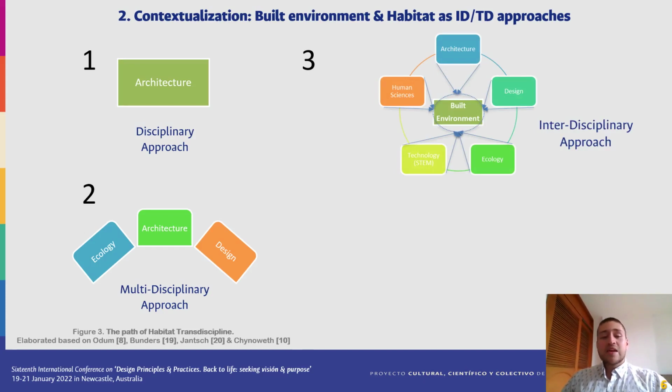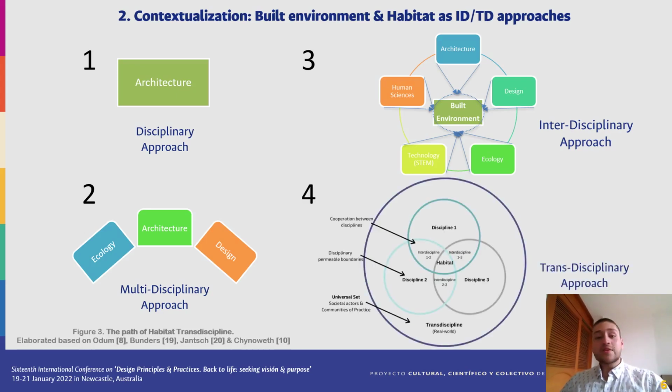Then we have the interdisciplinary approach. That means cooperation across disciplines, sharing of methodologies, concepts, and theories that allow these disciplines to become a new interdiscipline, an emergence. For instance, we have the built environment as an interdiscipline, and some of the disciplines that communicate to get this outcome are human sciences, architecture, design, ecology, and the STEM fields, including engineering. And at last, we have the transdisciplinary approach, where the habitat concept that we are talking about today is located.